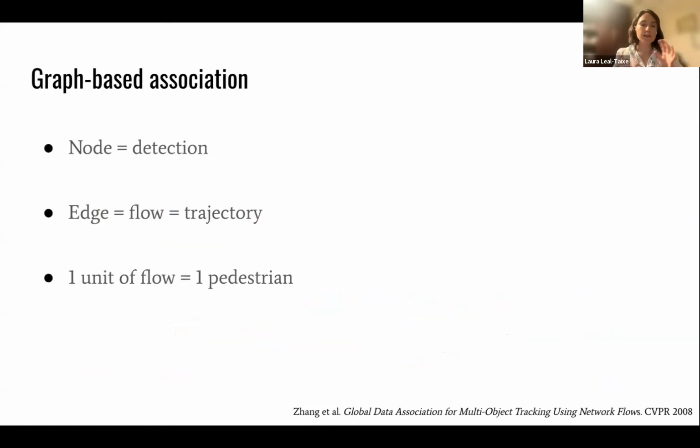And just as a little bit of vocabulary, because I'm going to use this interchangeably: before deep learning, we used to solve this with classic optimization. We used to work with network flows. This is where this word flow comes in. So a node represents a detection, an edge represents a trajectory, which also represents a flow in this vocabulary of the optimization that we're going to use. And in this case, one unit of flow represents one pedestrian.